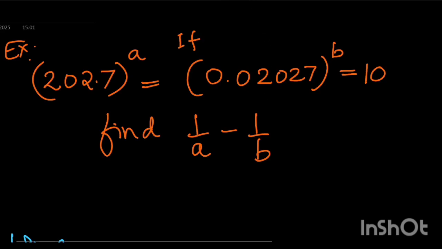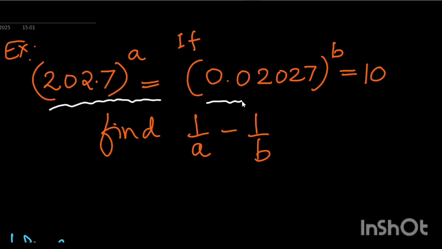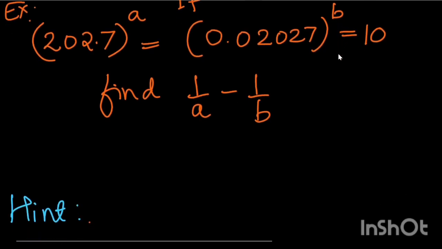Let's see this question, guys. It is 202.7 to the power a equals 0.2027 to the power b is equal to 10. We have to find the value of 1 by a minus 1 by b, guys. So how can we approach this? What is the hint to this question, guys?